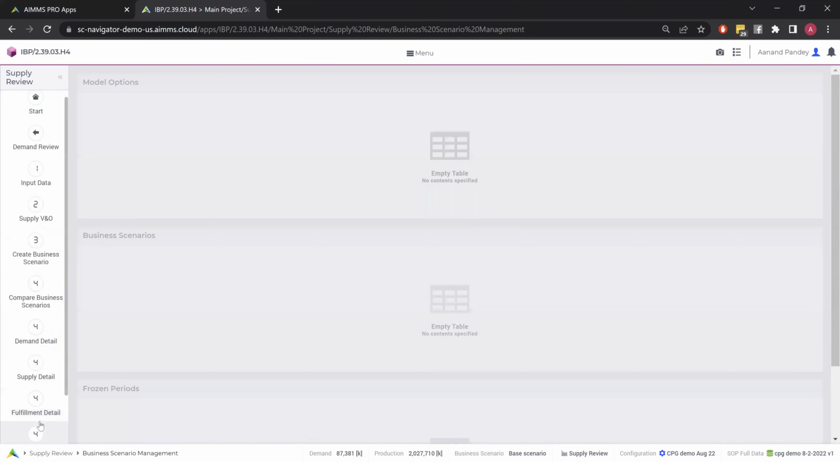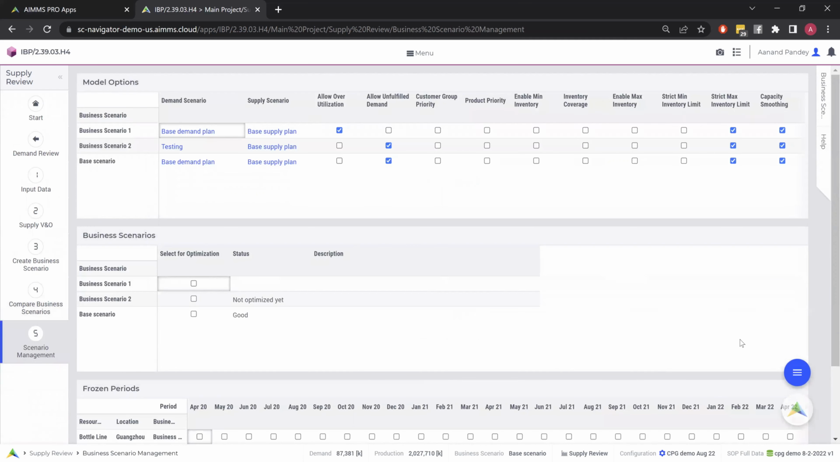Finally, the last point I'd like to touch on is the fact that you can create as many scenarios as you want and run them simultaneously. So I could say, I want to create a new business scenario, which is a combination of allowing overutilization, prioritizing a customer, and enabling strict minimum inventory limits, and then hit the optimize button to see the outputs of that particular scenario. Hopefully this gives you a quick glimpse into the tool and helps you understand the workflow, the model logic, and the intuitive nature of using it.